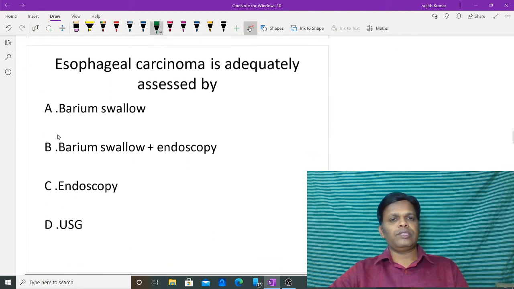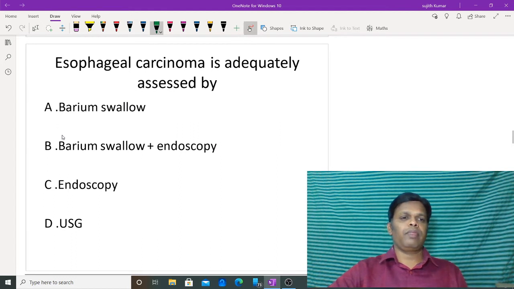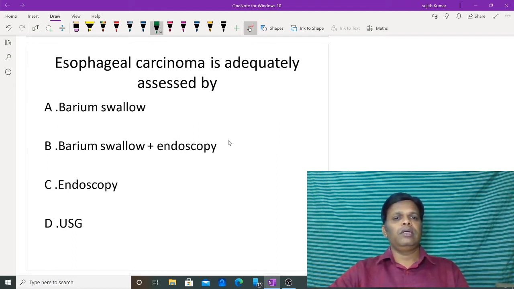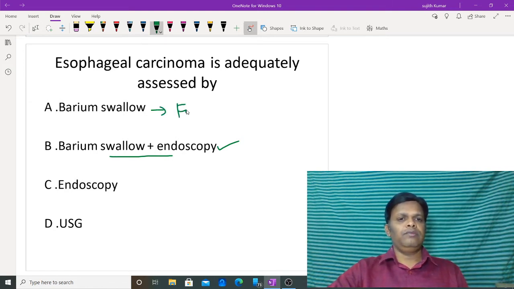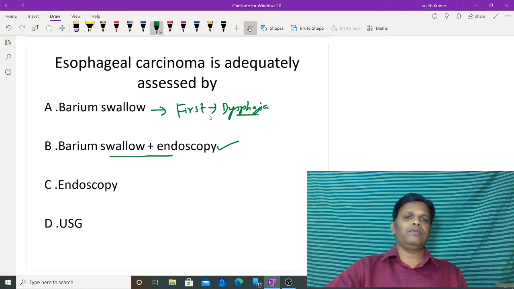Okay, the esophageal carcinoma is adequately assessed by barium swallow, endoscopy and endoscopic ultrasound. Okay, so the answer for this question is barium swallow and endoscopy. I already told that barium swallow is the first investigation of choice. Any patient presenting with dysphagia, the first investigation of choice is the barium swallow.